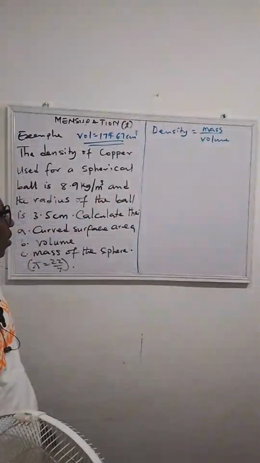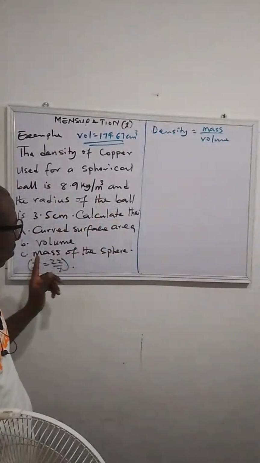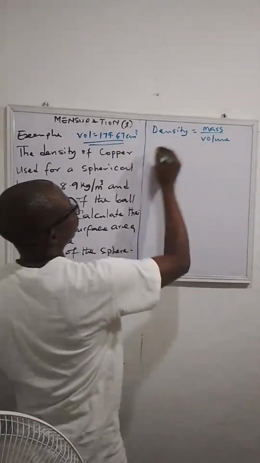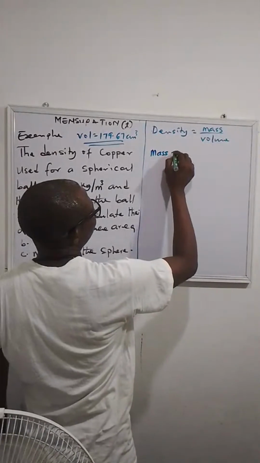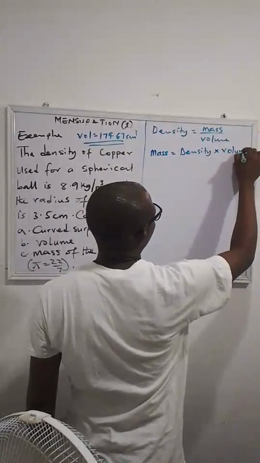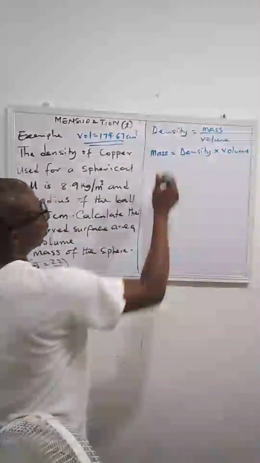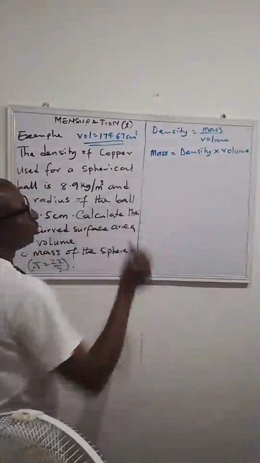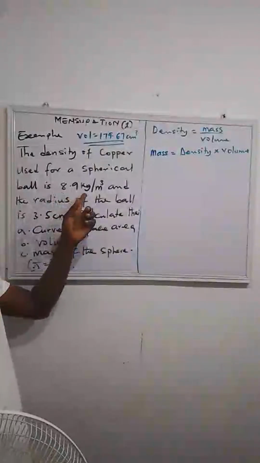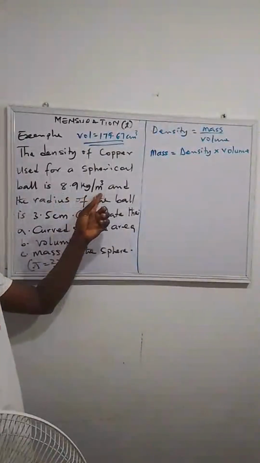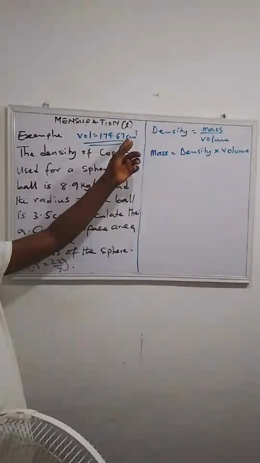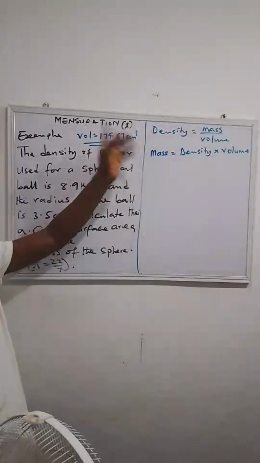But in this case now, we are not looking for density. We want to get the mass of that spherical ball. So mass will be equal to density times volume. So that's what you're going to have now. You get that? Okay, but there will be an issue. Now, what is the issue? When you look at the unit of the density given, it is in kilogram per meter cube. But look at the volume we have, it is in centimeter cube. So there will be an issue.